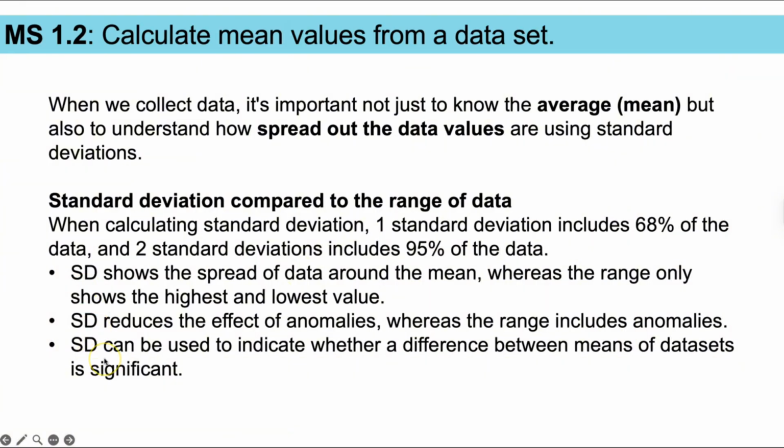So just a few other points that we've got here. The standard deviation shows the spread of data around the mean, like we said, whereas the range only shows you the highest and the lowest value. So it's not as useful. The standard deviation reduces the effect of anomalies because it's taken into account all of the data, whereas the range includes the anomalies because it's just showing you the highest and the lowest, so it can be quite skewed. And the standard deviation, this is the big thing that it's used for. It's used to indicate whether a difference between mean sets of data sets is significant or not. That's the main thing that is assessed in the exam every year.